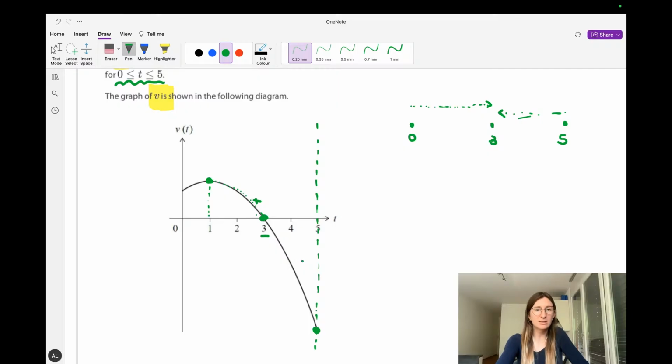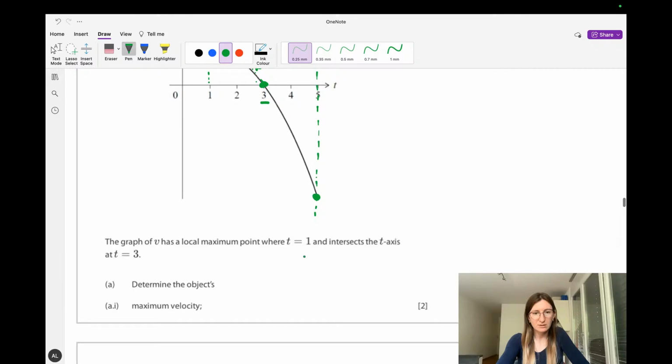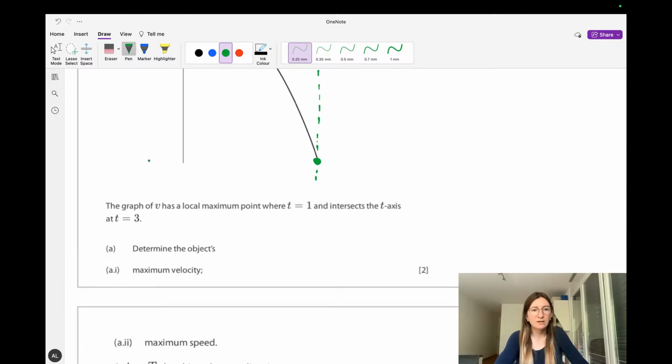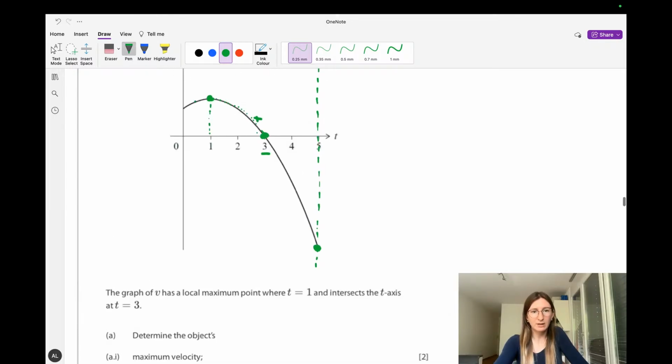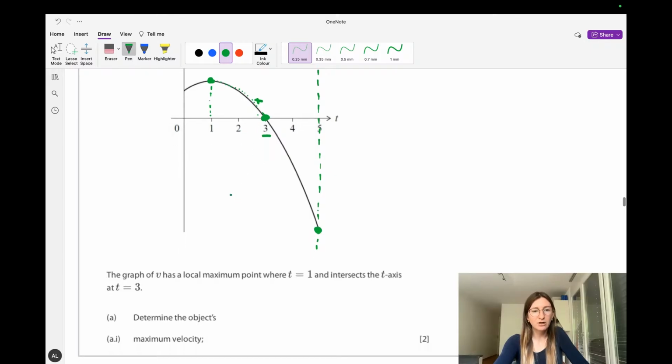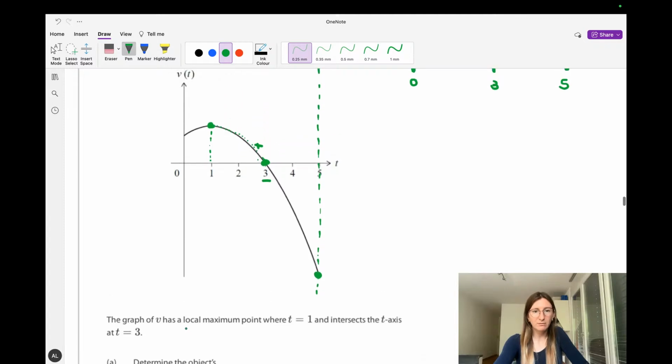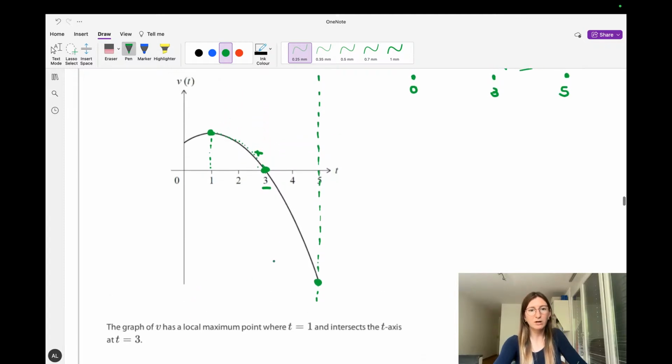We've just tried to see what's going on in the situation, and hopefully that will help us to answer some questions. So the graph of V has a local maximum point where t equals 1. We already talked about that. Maximum there, and intersects the t-axis at t equals 3. Determine the object's maximum velocity. So if I want maximum velocity, it's where the velocity is the biggest number. So that's going to be at the maximum.